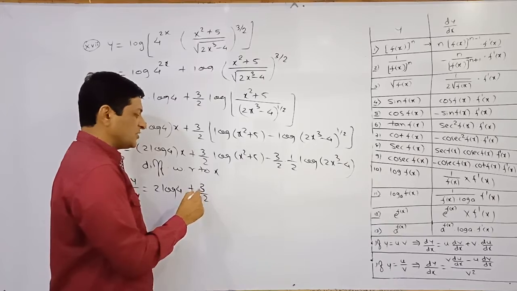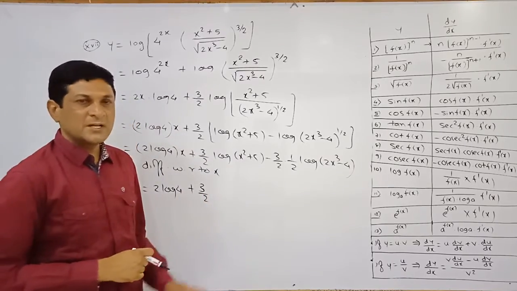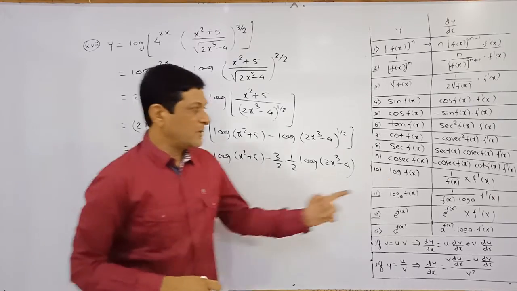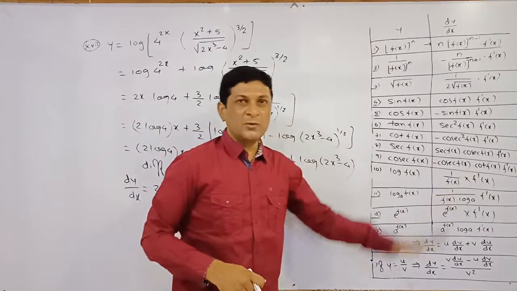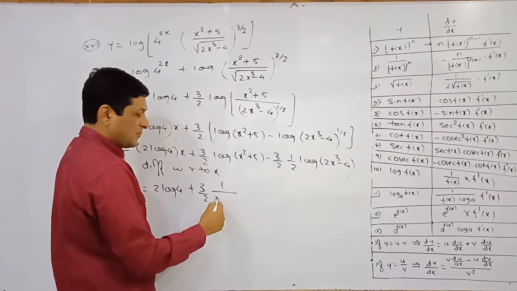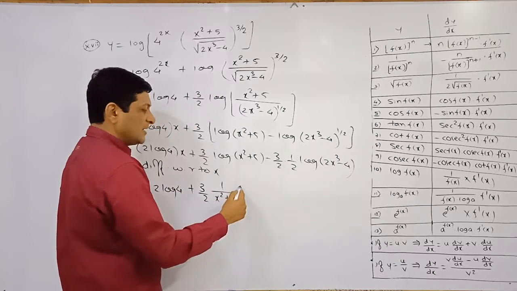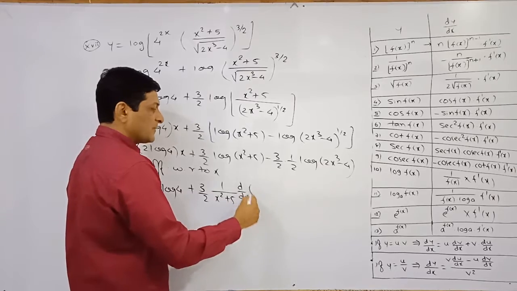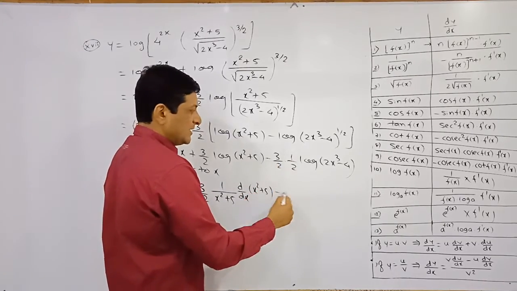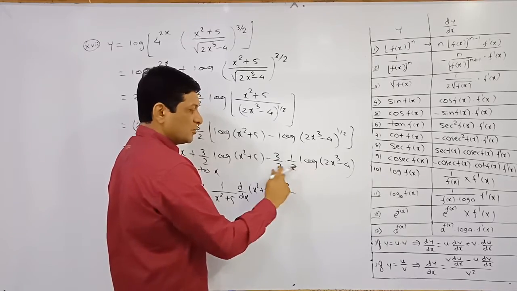Now we are differentiating it. So if you observe here, it is in the form of log f of x. And what is the derivative of log f of x? 1 upon f of x into f dash of x. So according to that formula, its differentiation is 1 upon x square plus 5 into the derivative of x square plus 5. Here minus 3, and 2 2s are 4.